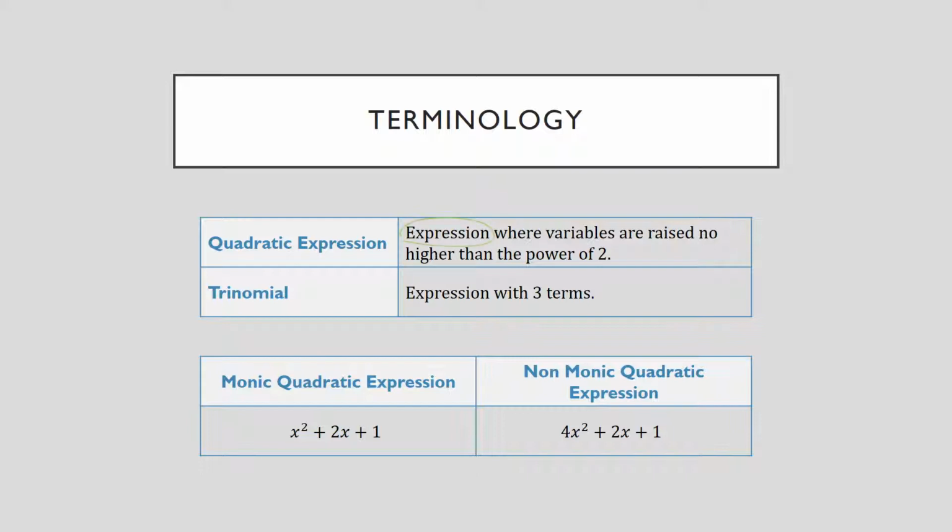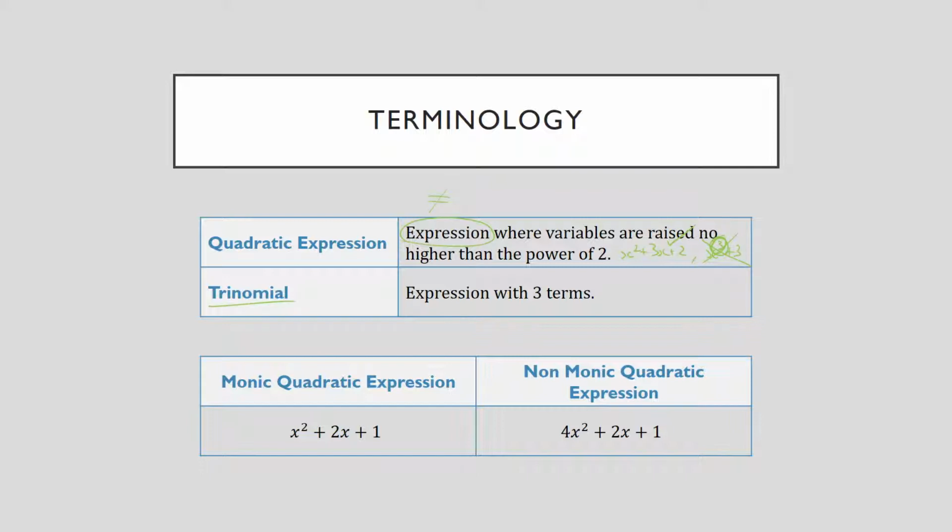Now remember, an expression is a set of terms which are being added and subtracted, but there's no equal sign in there, so it's not going to have an equals in there. A quadratic expression is where we have variables which don't have a power greater than 2. So something like x squared plus 3x plus 2 is a quadratic expression. But if we then had something like x cubed plus 3, this is not going to be quadratic because it has a power greater than 2, which is 3.